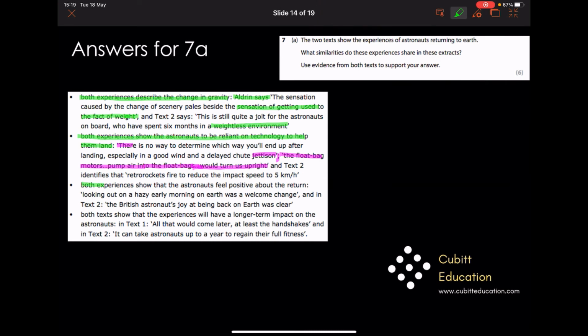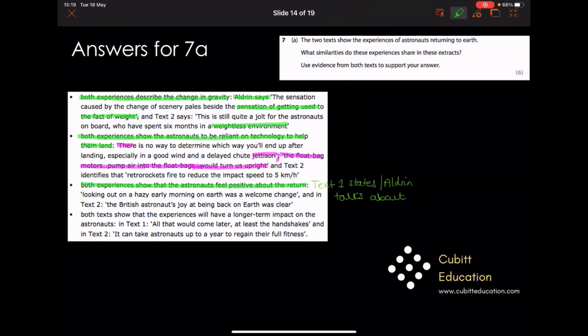Next one, both experiences show that the astronauts feel positive about the return, which is true. "Looking out on a hazy early morning on Earth was a welcome change." Okay, again, they've not mentioned that that's from text 1. So text 1 states, or Aldrin talks about, something like that. Just make it very clear so the examiner can see. And then text 2, "the British astronauts' joy at being back on Earth was clear."